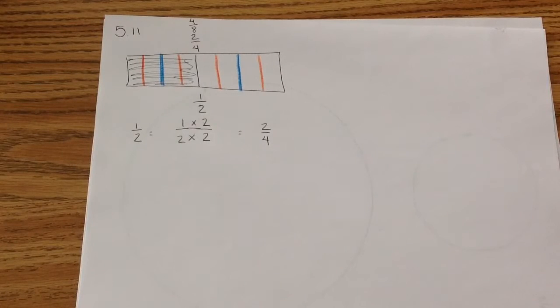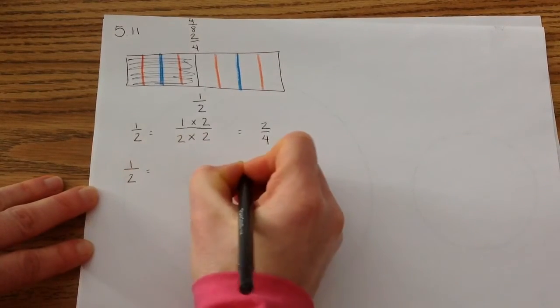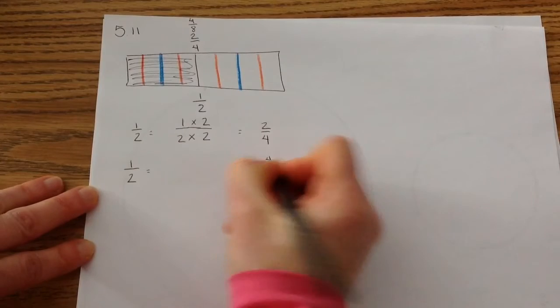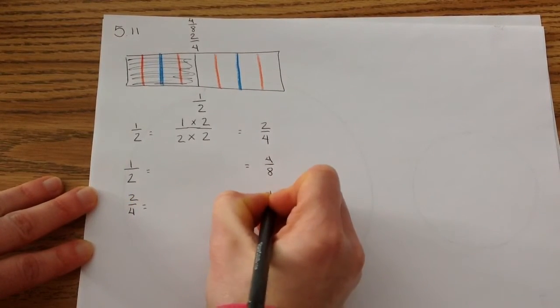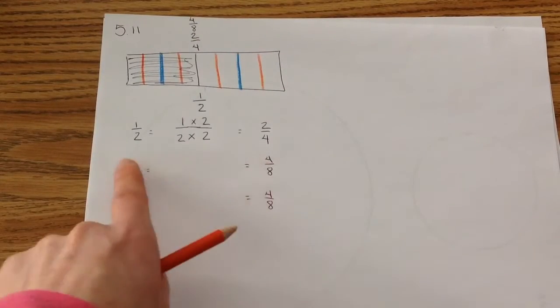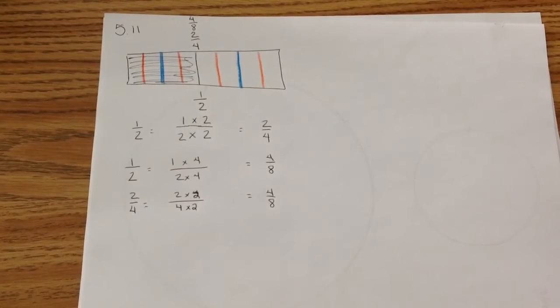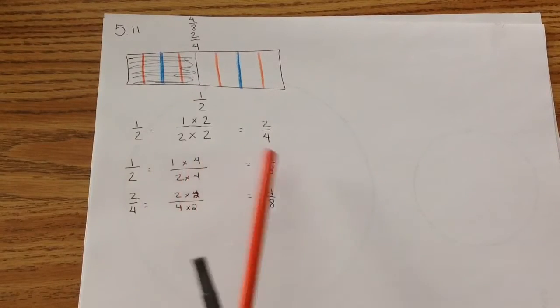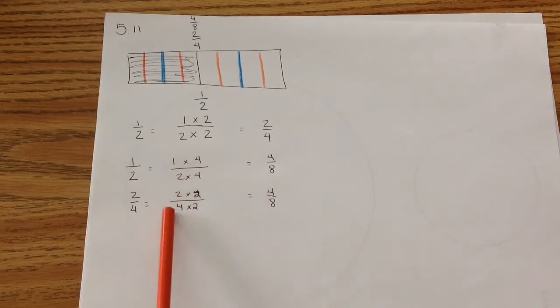Now we're going to prove this. I want you to either write a multiplication sentence to get from 1/2 to 4 eighths, or to get from 2 fourths to 4 eighths. I don't care which path you choose, but you must use multiplication to get from point A to point B. Pause while you do it. This is likely what you should have had. 1 times 4 is 4, 2 times 4 is 8, or 2 times 2 is 4, 4 times 2 is 8.